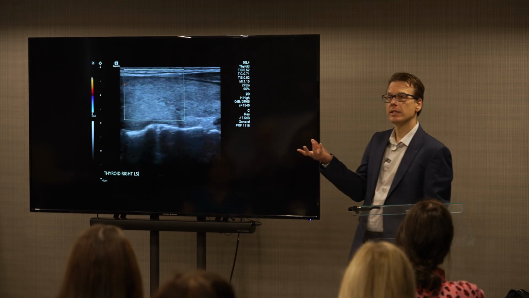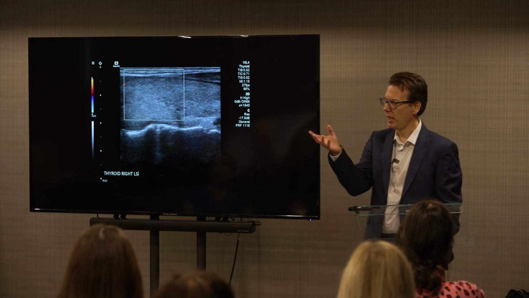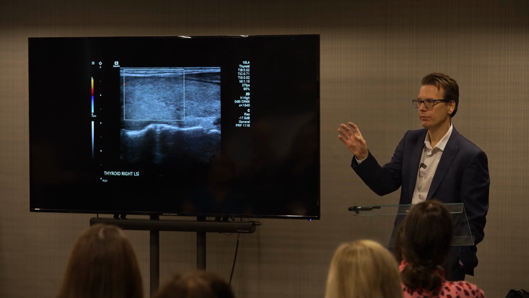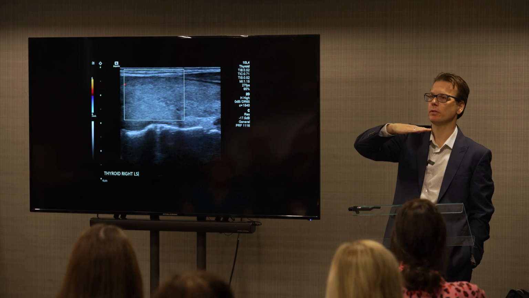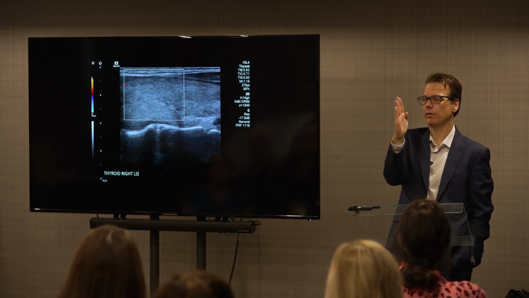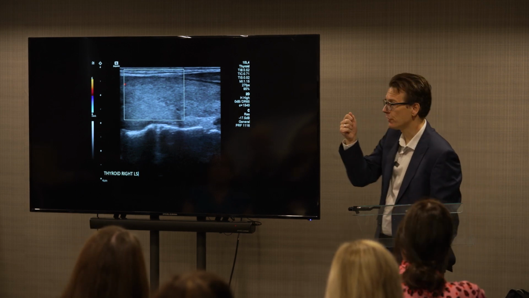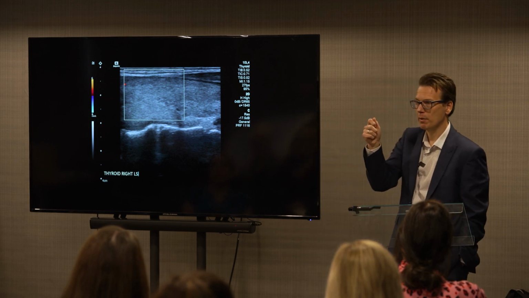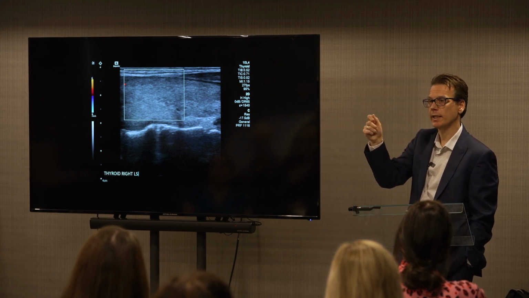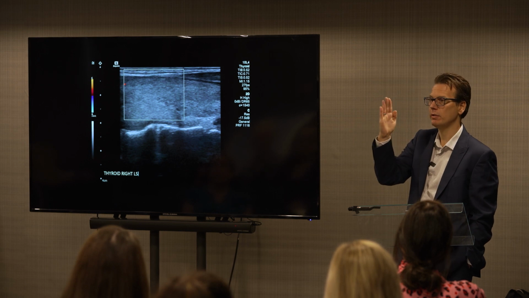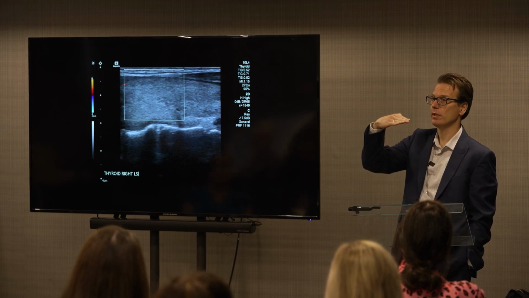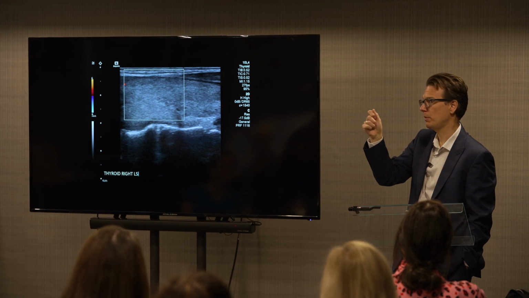And then sometimes if I see something, I'll do a longitudinal view. So instead of having the probe horizontal, I'll put it vertically. I just have a look and scroll through. So sometimes you see internal vascularity when it's vertical, and then you don't really see it when it's transverse. So it's just always worth having a sweep through.